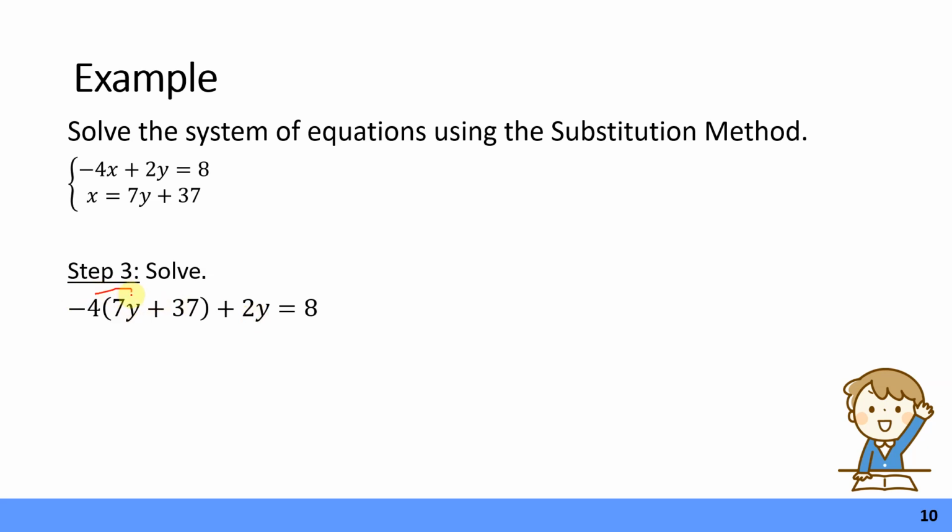So in order to solve this, I am going to have to distribute. So negative 4 times 7 gives me the negative 28y. Negative 4 times 37 gives me the negative 148. The 2y and the 8 just drop down.